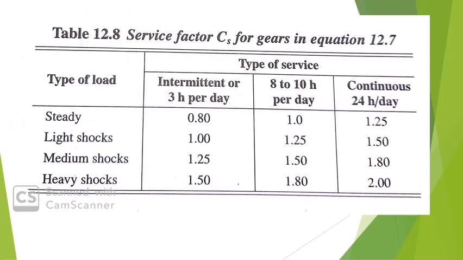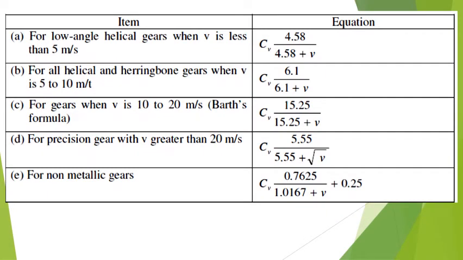Next, this is the table that we refer to for finding out the service factor depending upon the service conditions. Then the value of Cv is given by these equations. Everywhere here should be Cv is equal to everywhere. So for helical gears, when the velocity is less than 5 meter per second, we can use this equation.